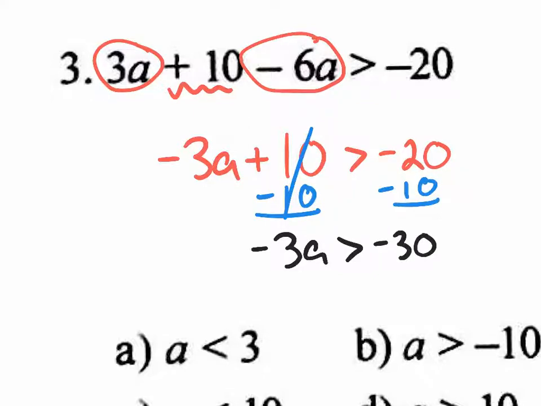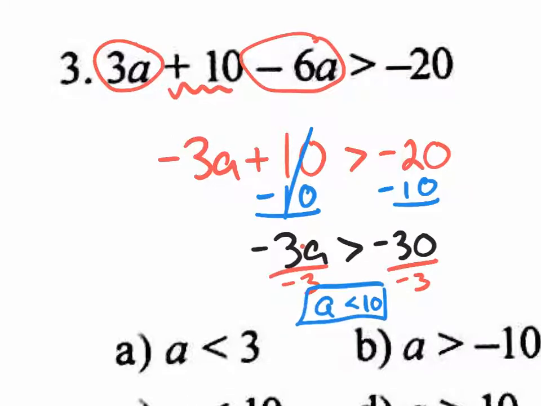So for my final step, I am going to be dividing by negative 3, dividing by negative 3. Now, whenever you hear the words dividing by negative, you need to know I need to flip the inequality symbol. So my answer will be a, flip it, positive 10. Because negative 30 divided by negative 3 is positive 10.